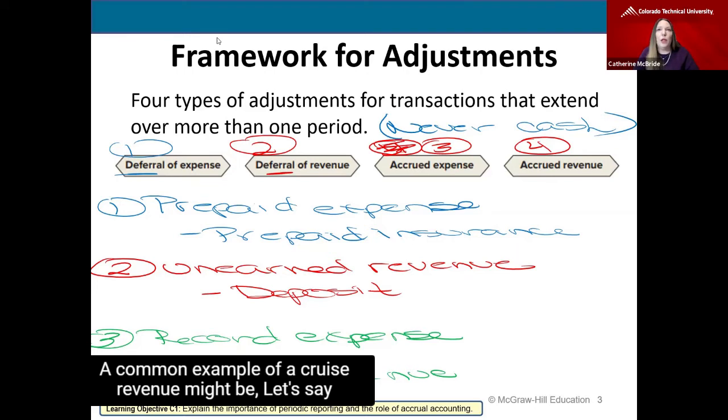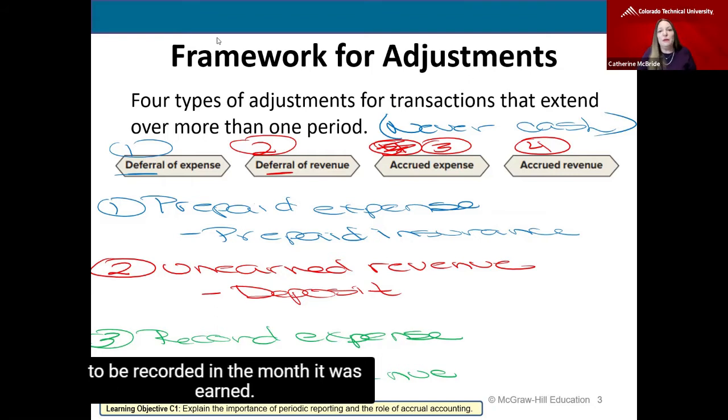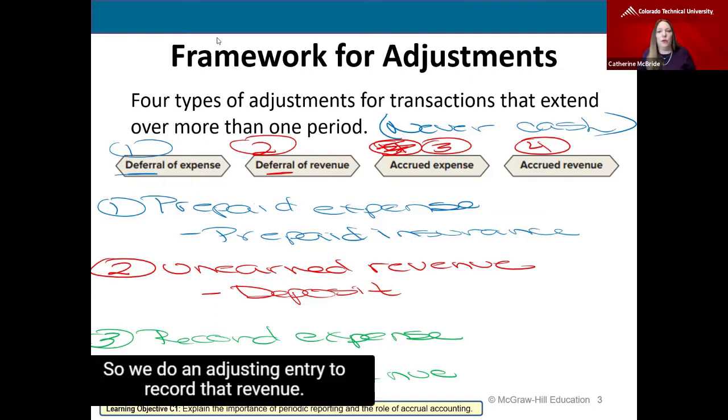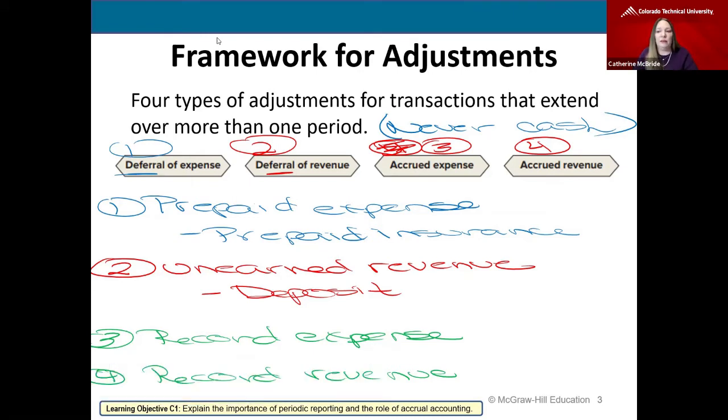A common example of accrued revenue might be, let's say that we are doing work on the 30th and the 1st, and we're going to collect that money or bill the customer after the 1st when we finish the job. Part of that revenue was earned in the previous month. And that revenue that was earned in the previous month needs to be recorded in the month it was earned. So we do an adjusting entry to record that revenue. So accrued expenses and accrued revenues don't have anything that happened in advance.